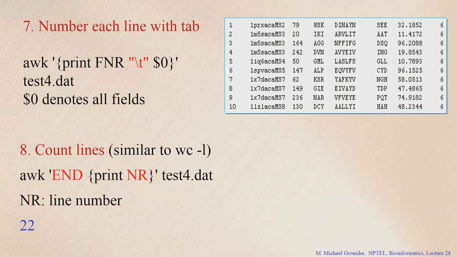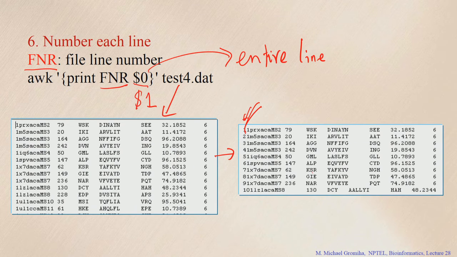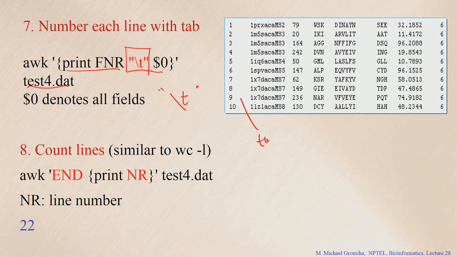You can use the same command, print FNR $0 test4.date, but here we added another piece of information, a tab, that is \t, which you put in quotes. If you do this, it will add the line numbers with a tab. Now, can you see this result and the previous result? Here there is no space, but here you can see there is a tab. So we can also give a space when adding numbers.